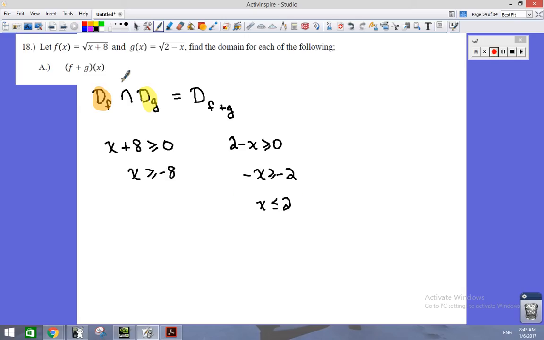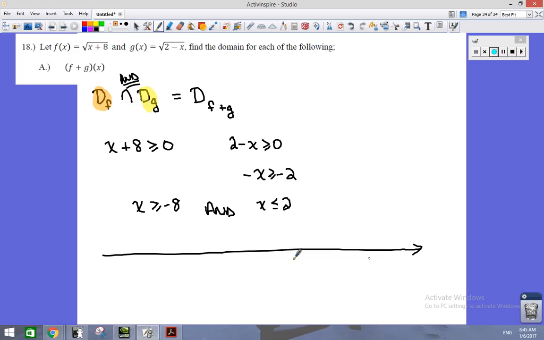Now remember that this intersection is the idea of "and." So these two things have to be true at the same time. I need x to be greater than or equal to negative 8, and at the same time less than or equal to 2.